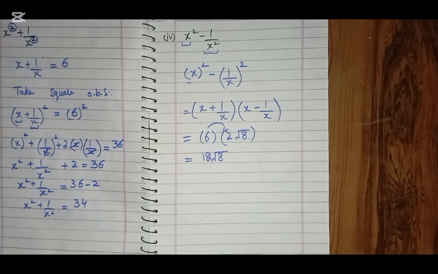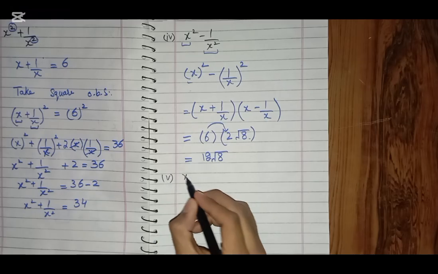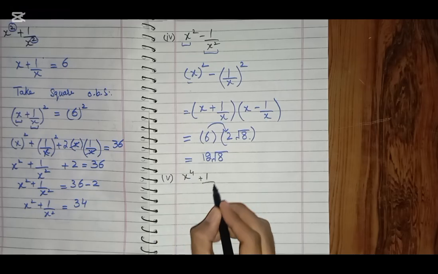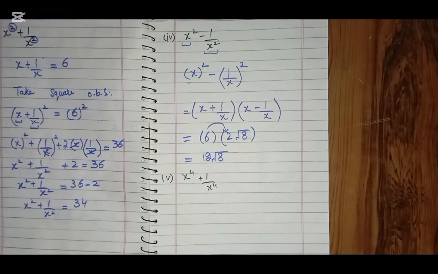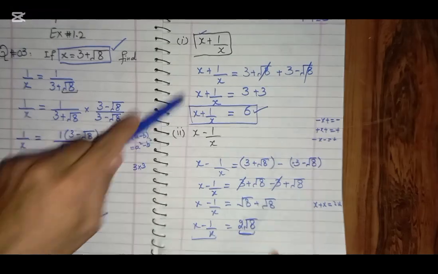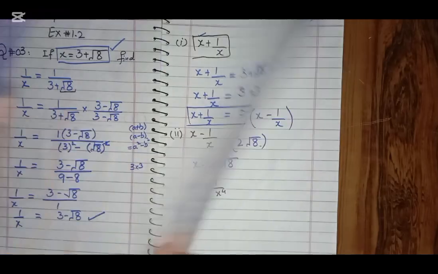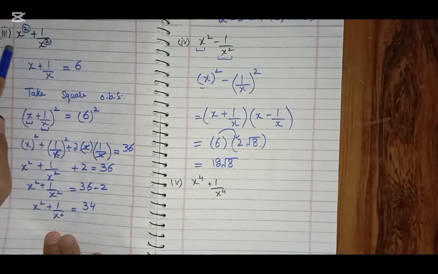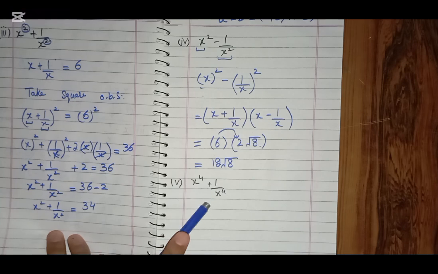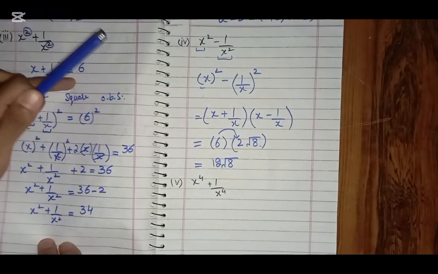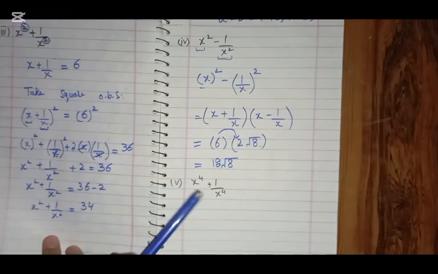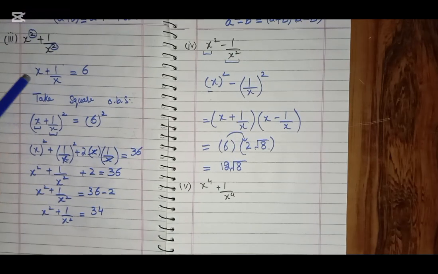Now if we see part number 5, it is x power 4 plus 1 over x power 4. Here you can see similarity, as in question 1, part number 1 and part number 3. First we solve x plus 1 over x, then we solve x square plus 1 over x square. Now you have to solve x power 4 plus 1 over x power 4, which means in part 3 we take part 1, and in part 5 we will take part number 3. Then we can again apply our formula similar to part number 3, and we get our final answer.